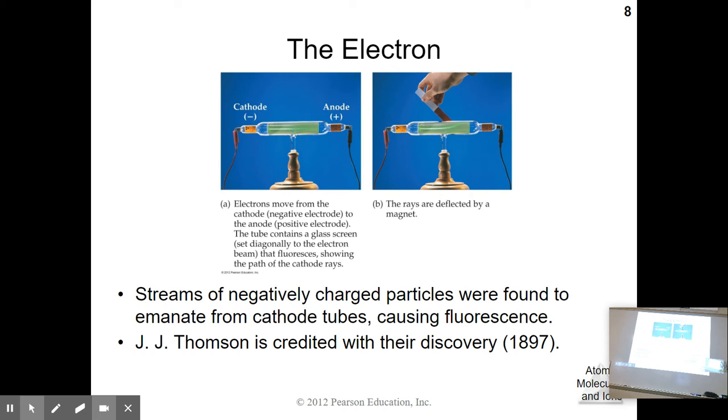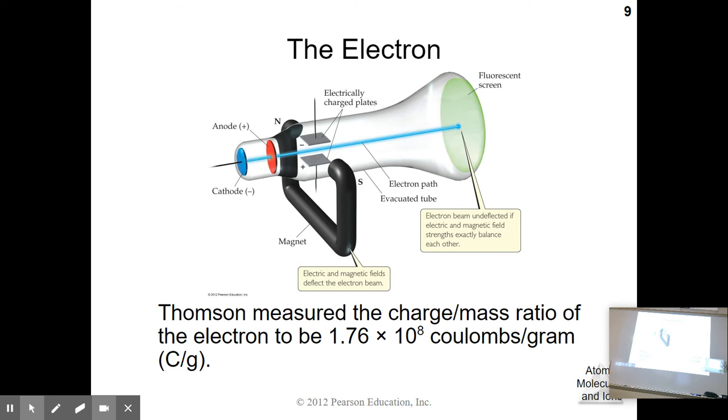Again, 1897, that was one of the first particles that was discovered. So what, 123 years ago? How long has science been a big part of the world? This is very recent in terms of that. Anyway, he went on to measure the charge mass ratio of the electron to be 1.76 times 10 to the 8th coulombs per gram. Okay. And this isn't necessarily of importance to us in here. Some people find it important.